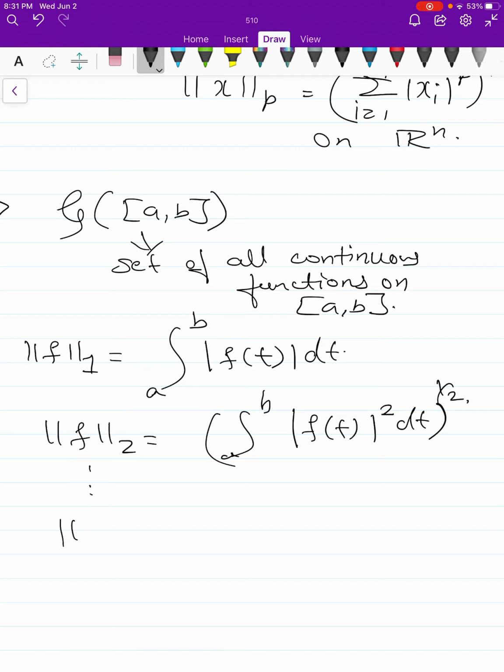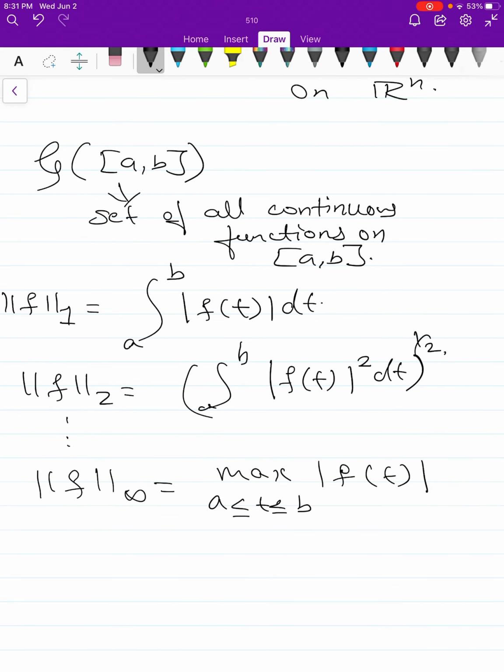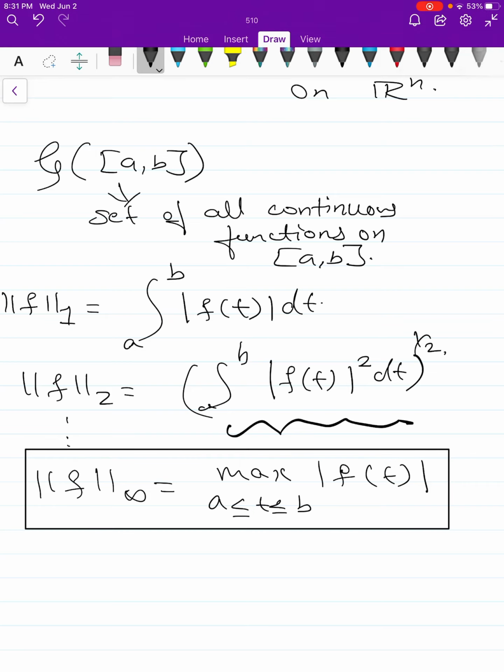So going in this manner, the infinity norm of f would be defined to be the max of, or you can take even the supremum value, but generally they take a maximum value. So again, the second expression here would be the hardest to check. Okay, and the last expression is generally taken as the norm on the set C of the closed interval a comma b.